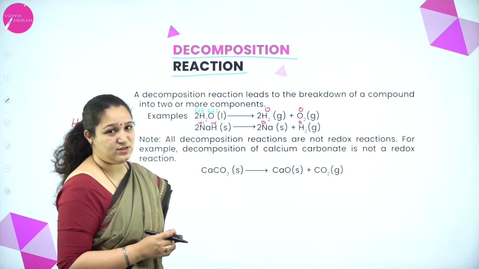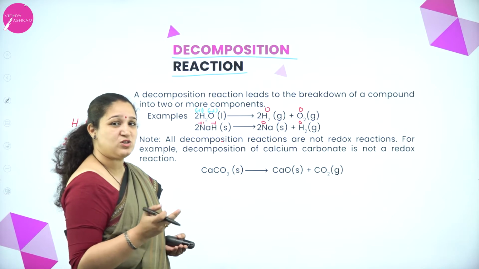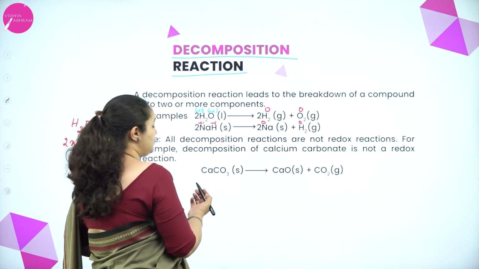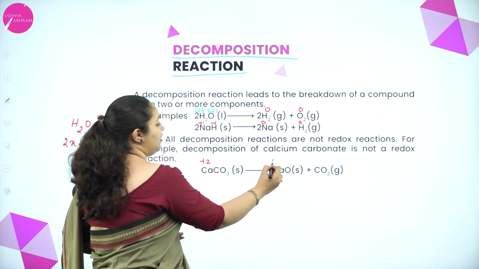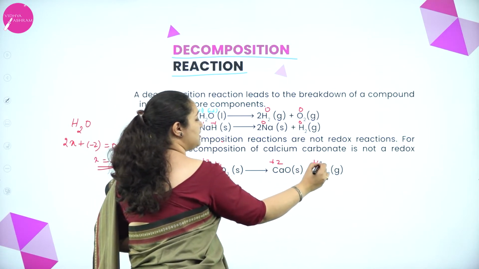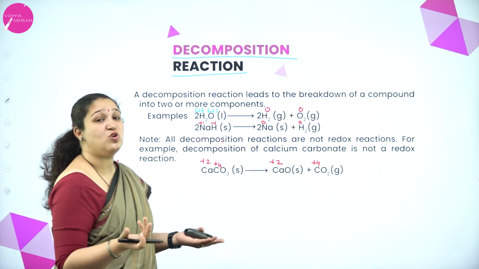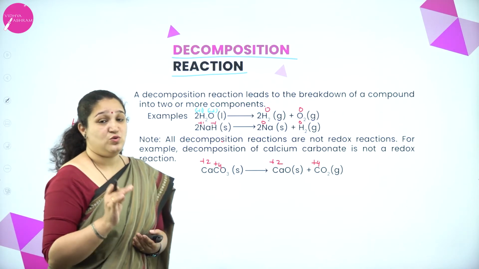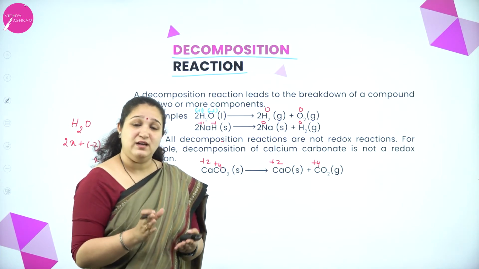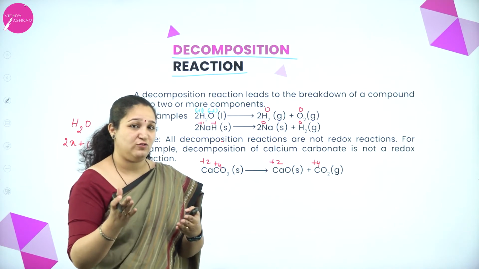Now one more thing you have to take care of is that not all decomposition reactions are redox reactions. For example, calcium carbonate giving calcium oxide and carbon dioxide on heating is not a redox reaction. Calcium here is in plus 2 state, and here also it is in plus 2 state. Carbon here is in plus 4 state, and here also it is in plus 4 state. No change in oxidation number is happening at all, so it is not a redox reaction. So with decomposition reactions, you have to be careful whether it is a redox reaction or not.